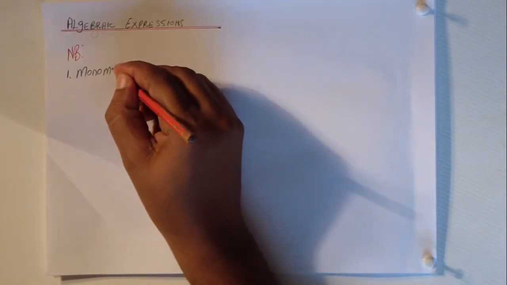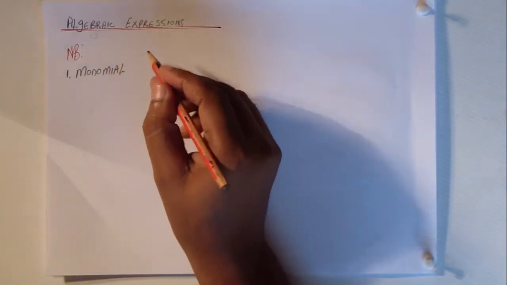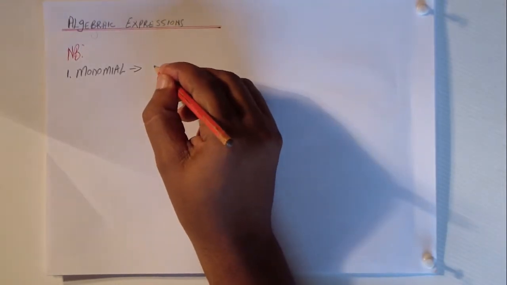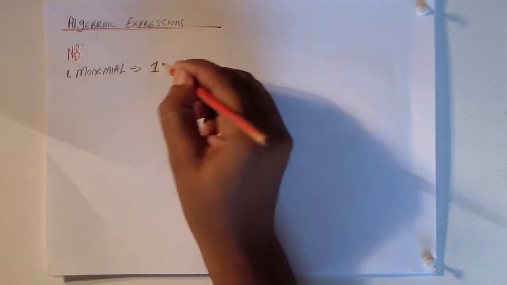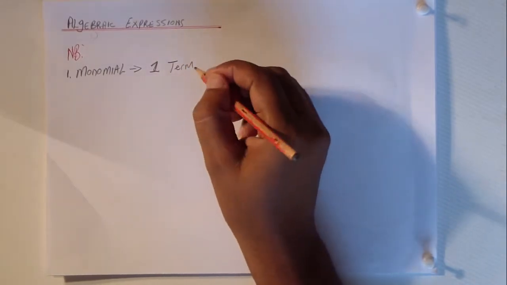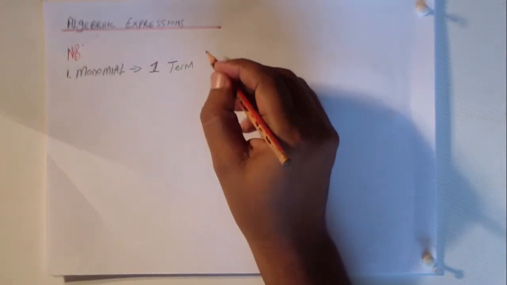Like as I'm writing, note very well, NB. In this case, you need to be familiar with the following. Number one, a monomial. As a math student, you need to understand your language. What is the meaning of a monomial? A monomial is an expression of only one term. In any algebraic expression, an expression of one term is a monomial.